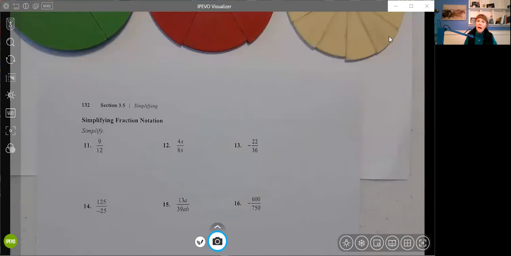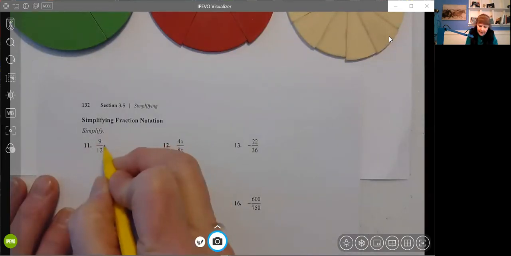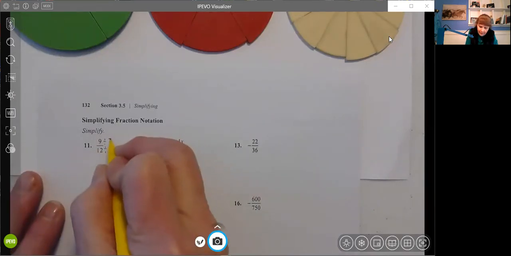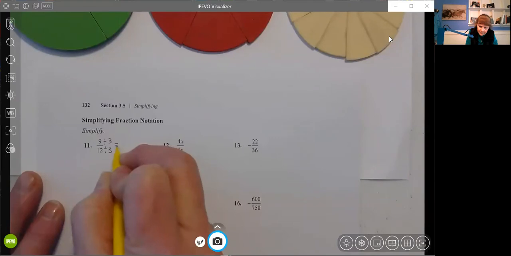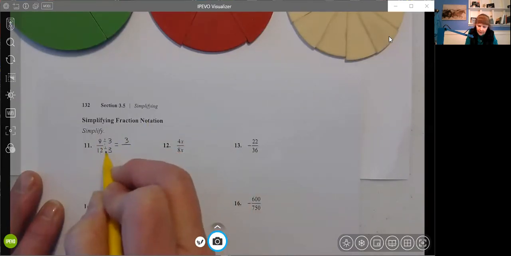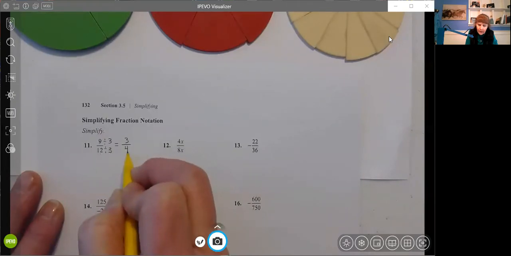Well, if you look at 9 and 12, you have to ask yourself, what's the largest number I could divide them by? So I want to divide them both by the same number. It's like dividing by 1. So we're simplifying. Well, 3 is the largest number that will go into both 9 and 12. So if I divide them both by 3, 9 divided by 3 is 3. 12 divided by 3 is 4.